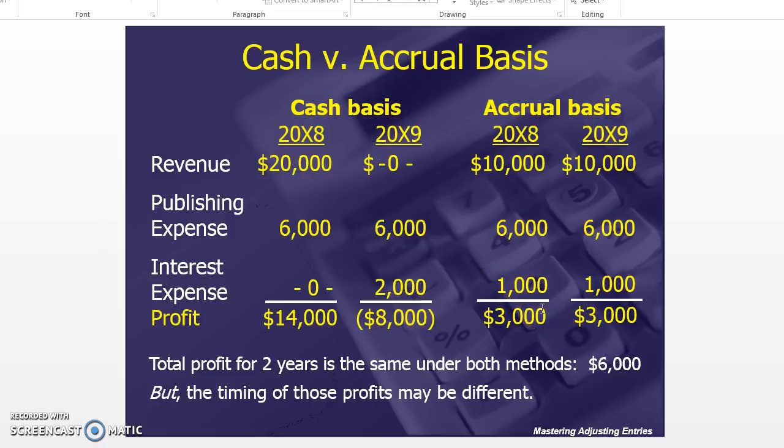Under accrual accounting, we are going to capture the interest expense when it was incurred. There was $1,000 incurred each year over the 2-year period of this loan. So even though we did not pay the $1,000 in 2008, we are going to recognize the $1,000 in 2008 and the other $1,000 in 2009.